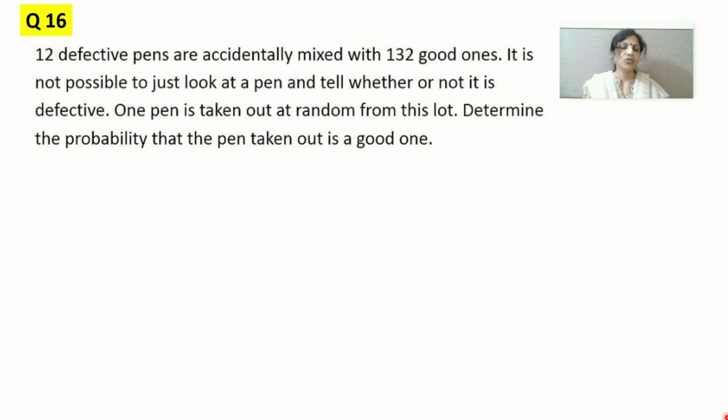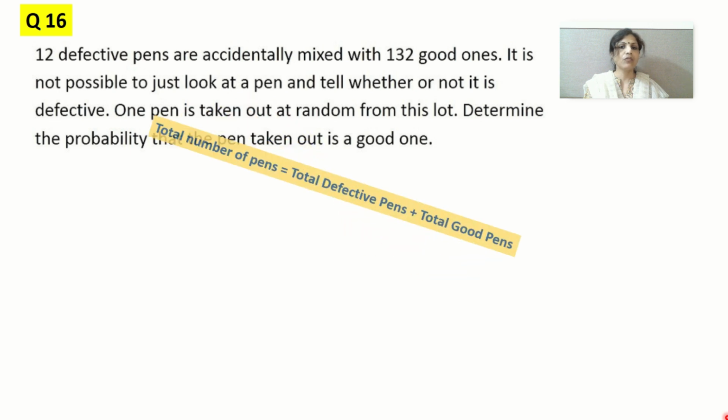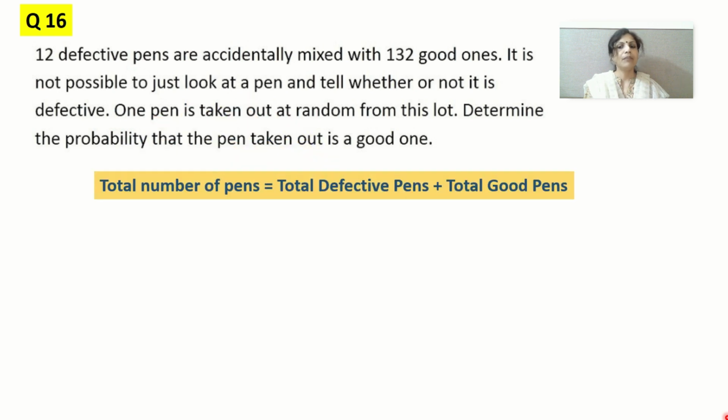Now let's find out the total number of pens. We are given that total number of pens is equal to total number of defective pens plus total number of good pens. Now the number of pens which are defective are 12, and these 12 pens are mixed with the good ones, and the good pens are 132. So total number of pens are 144. Now what is asked? If one pen is taken out at random from 144 pens, what is the probability that the pen is a good pen?